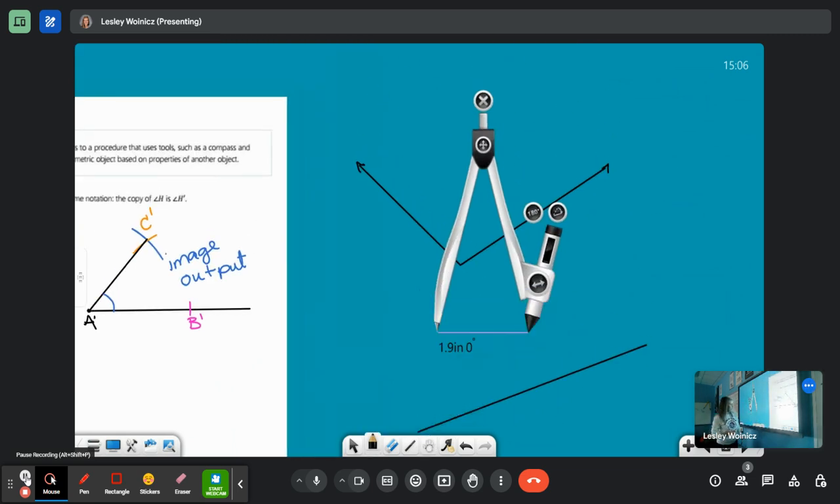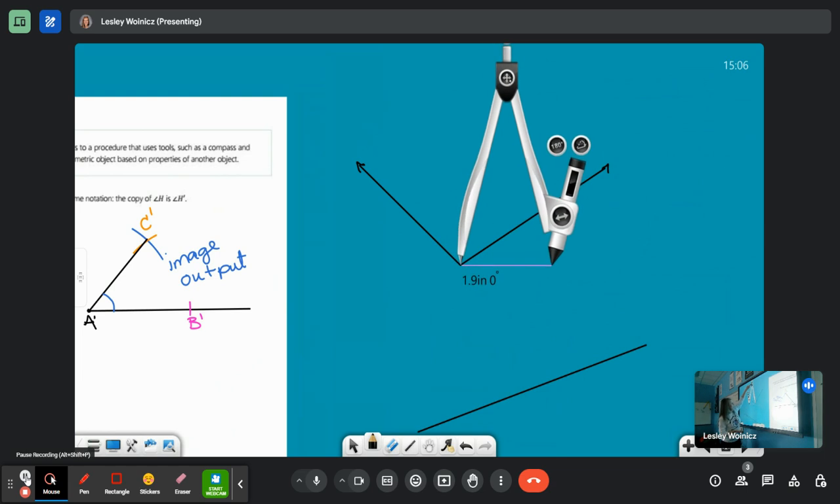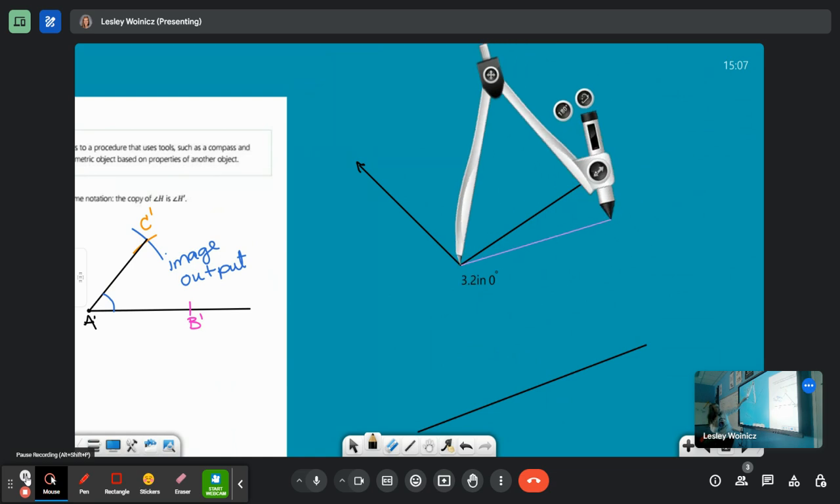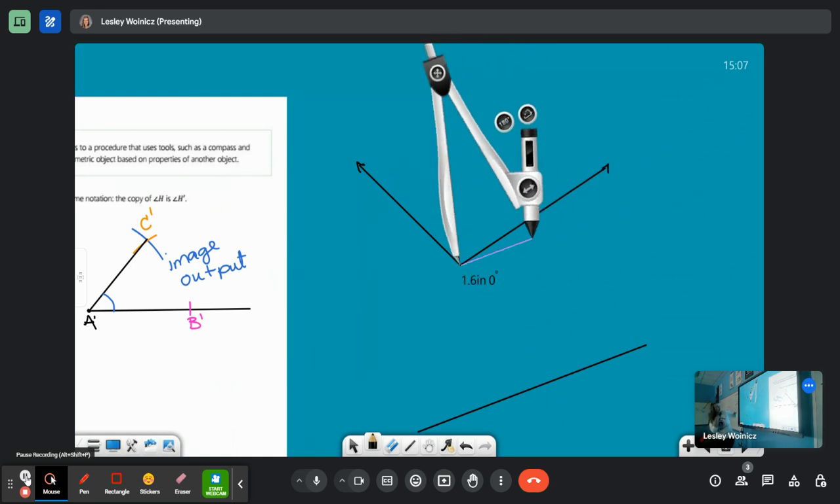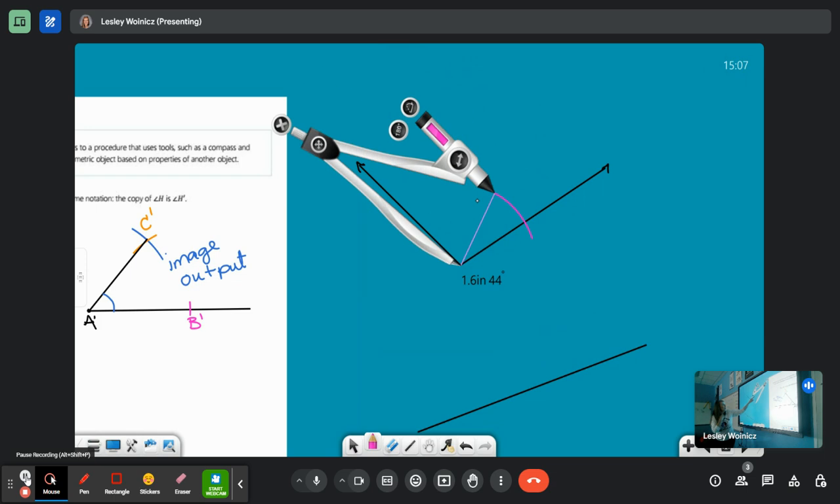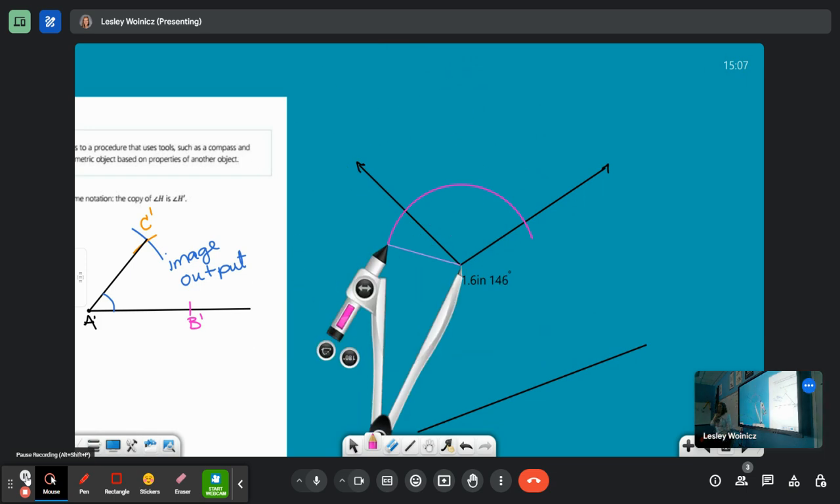Okay, so I'm going to use my compass to make some points. I'm going to put my metal end on the vertex of my angle. I'm going to pick a radius that isn't way out here. You don't want it to go past where you can draw, but in here somewhere. And I am going to draw a cute little arc. Okay, and just like that, I've given myself 2 points.